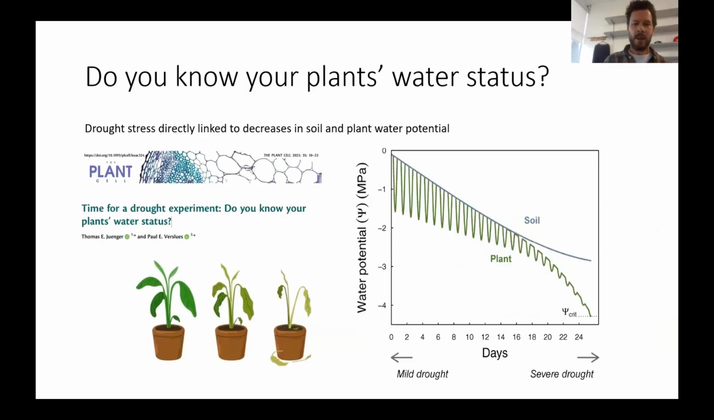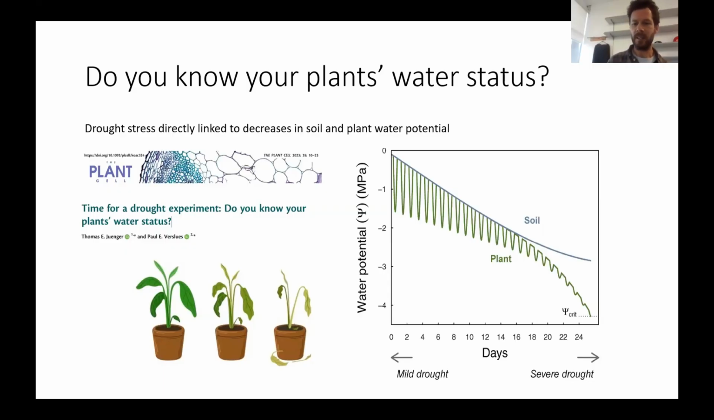stress. So if I quickly go back to this paper that Jazz sent through to me, it shows why it's important for people to understand plant physiology during drought experiments and to understand the plant water status. And I think this graph sums it up. Basically, the importance of measuring plant water potential, or the level of your plant water status, is that the plant water potential responds to the soil dehydration during drought.